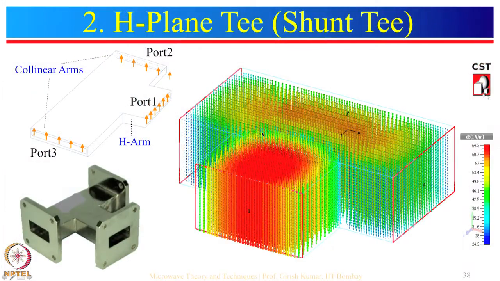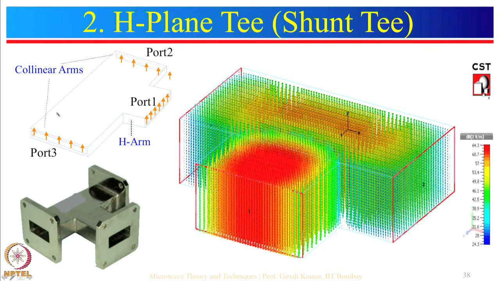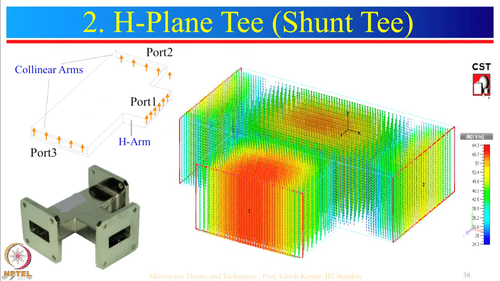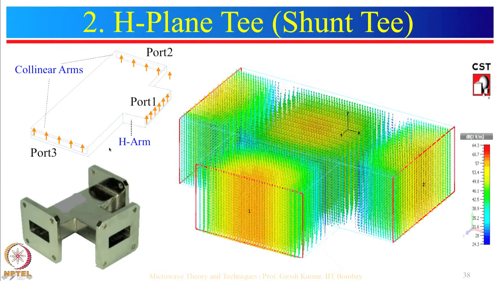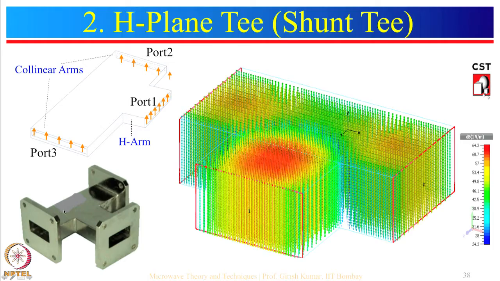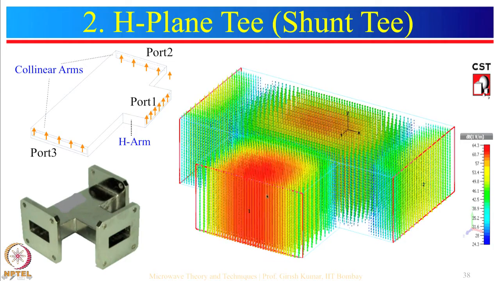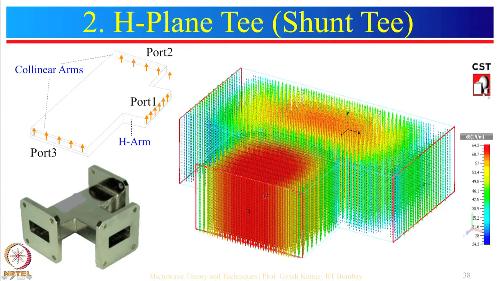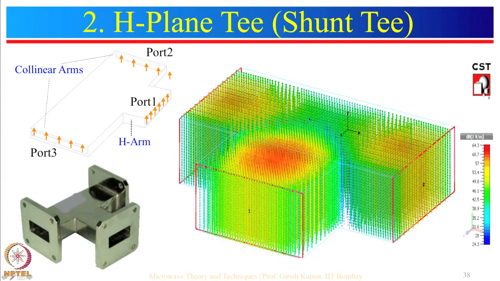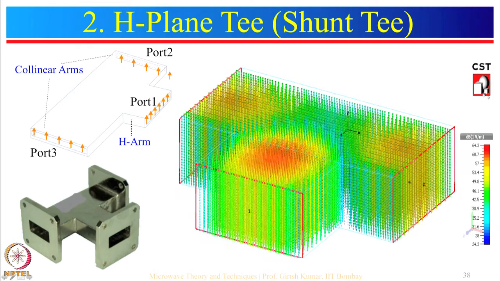Similarly, the other application is the H-plane T. In the H-plane T, port 1 is called the H arm, and ports 2 and 3 are called collinear arms. If we give input to port 1, then power will be divided equally and the output powers will be in the same phase. As you can see from this figure also, this is port 1, this is port 2 and this is port 3. We are giving input at this port and the power is getting divided at this point and going in the same phase. The two outputs are in the same phase.